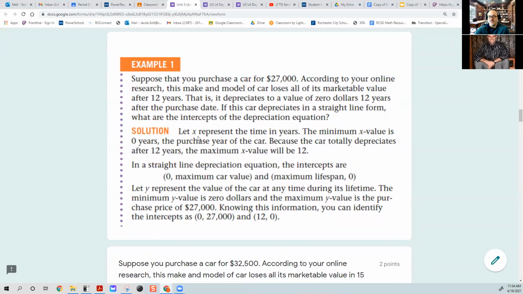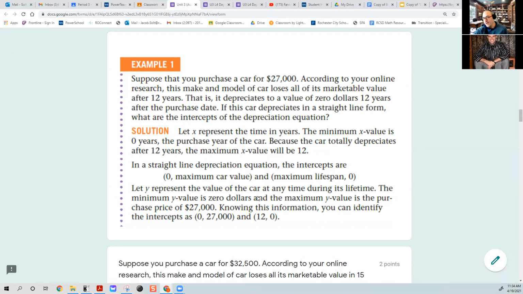So we're going to let x represent time in years. The minimum x value is going to be 0. So when the time is 0, when x is 0, that's when this equation starts. That's when it's maximum car value. This coordinate point is going to be when the car is brand new. When time is 0, maximum car value will be $27,000, right? We're purchasing a car at $27,000.